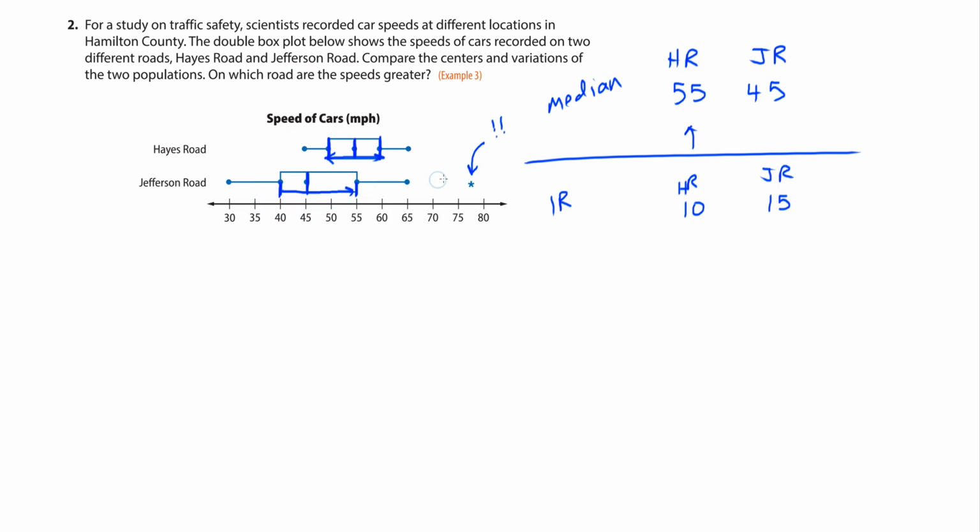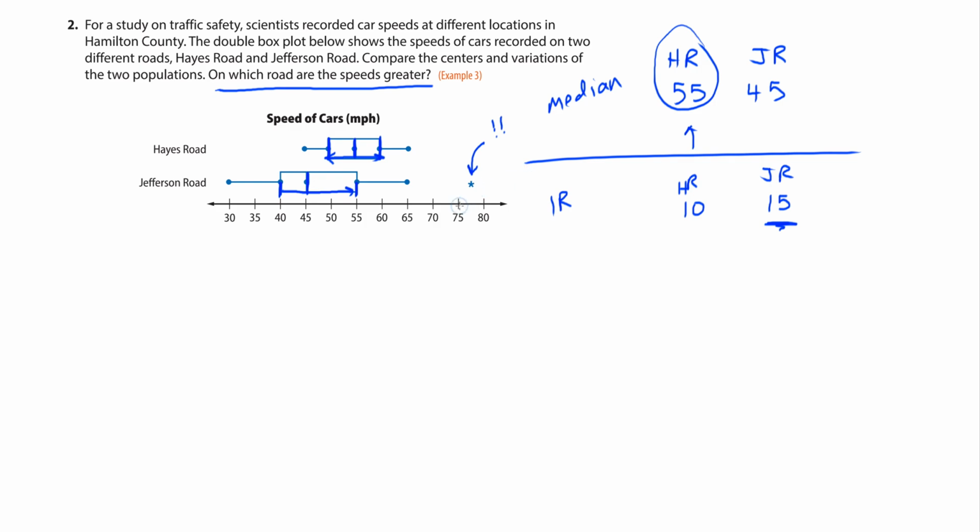So if we were a safety sort of person, which one is there more safe driving going on? This is nice and even though it's faster, everybody's kind of doing the same thing. Here we have some people going 30. We got this crazy person doing like 78, 79 mile an hour. And then everybody else is kind of, but they're more spread out. This means it's more spread out. So on which road were the speeds greater? That would be Hayes Road.